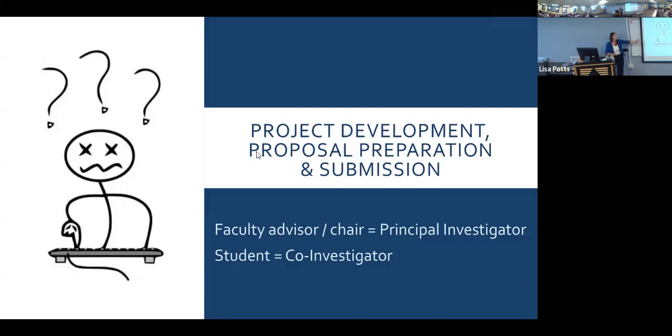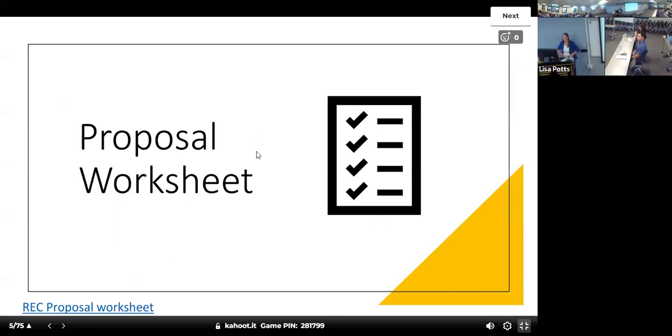So one thing, just to be clear, right from the get-go, when students are submitting their proposal to the REC, you as the faculty advisor should always be the one listed as the primary investigator or the principal investigator. So even though the student may be the primary one actually doing all the work, you are technically considered the principal investigator and the student is a co-investigator. We'll circle back to the roles a little bit later in the presentation.